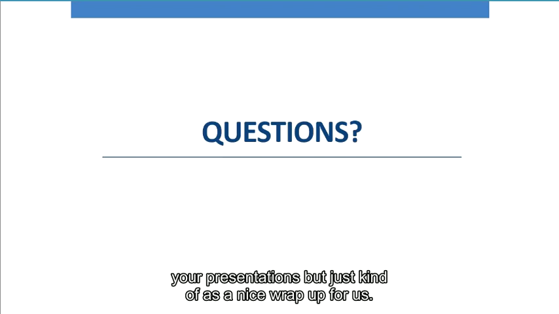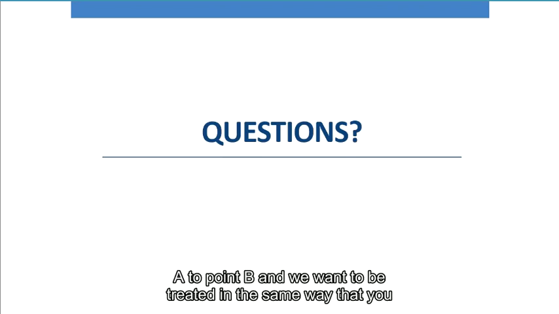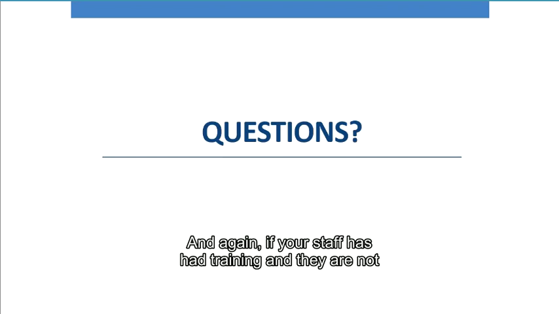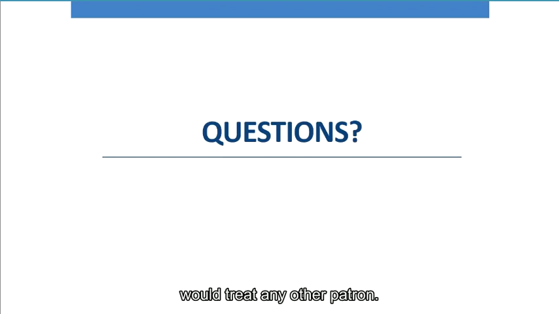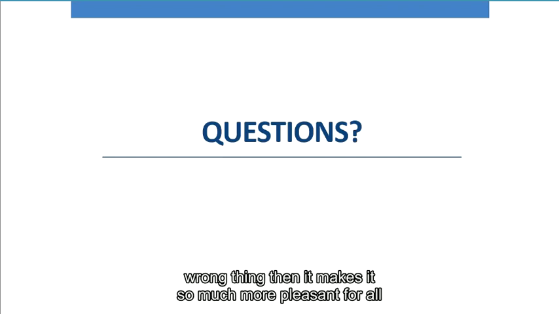I can start. I think the first thing is to realize that we're people first. We're not a wheelchair. There's not a wheelchair coming through. There's a person in a wheelchair that's trying to get from point A to point B. And we want to be treated in the same way that you would treat any other patron. And again, if your staff has had some training and they're not worried that they're going to say the wrong thing or do the wrong thing, then it makes it so much more pleasant for all of us.